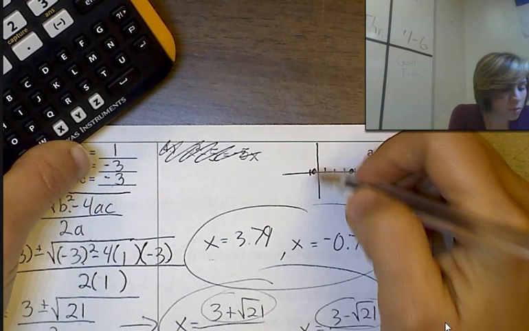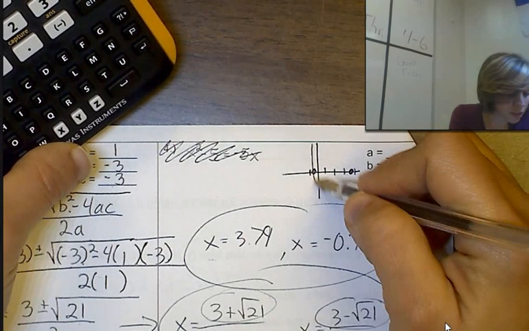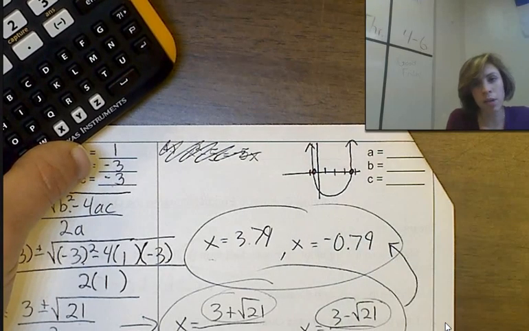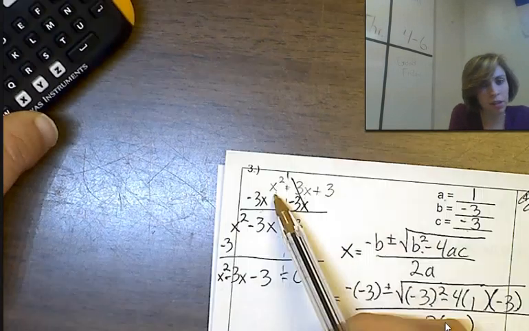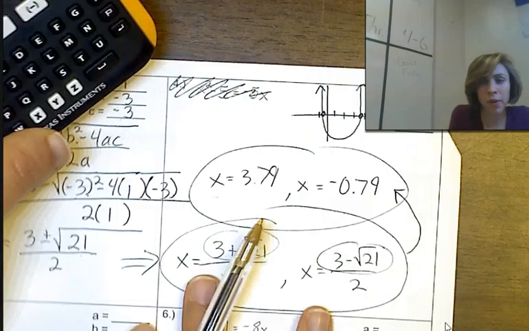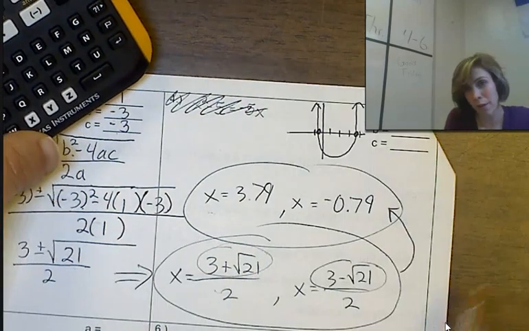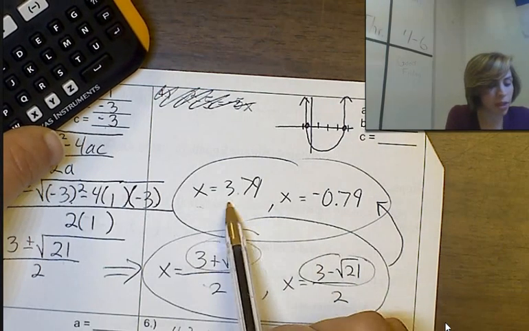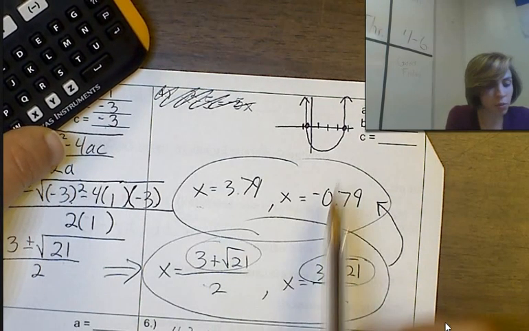So my graph is going to look something like this, because it's a positive quadratic. And we know that because my x squared was positive, so I know this is positive, so it is a smiley face quadratic. It is right side up. So again, these are your roots. This is what it would look like on a graph.